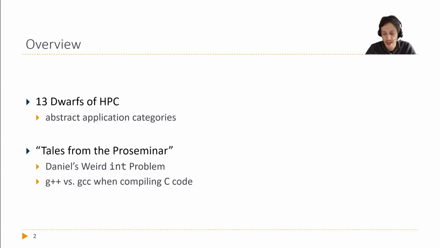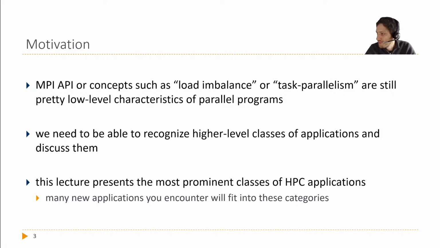excerpt from yesterday's exercises. So, again, short motivation, why do we talk about this? The problem is, I already said, we discussed concepts that relate to the MPI API. We discussed concepts such as load imbalance or task parallelism, and all of these things are pretty low level as it is. It doesn't say whether a program is memory bound, a program is dealing with a lot of pointers, or a program has a very structured approach of solving a problem or a very unstructured approach of solving a problem. However, it would also be useful to recognize these higher level classes of applications in order to reason about what would be ideal hardware for them, or what kind of optimizations I would apply to that.